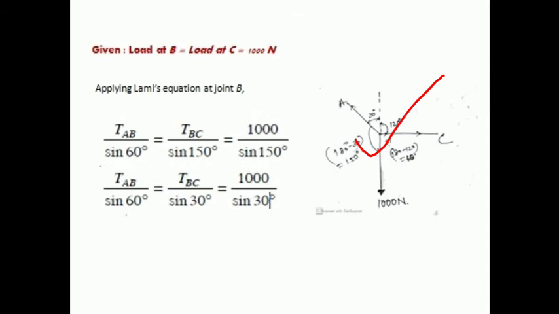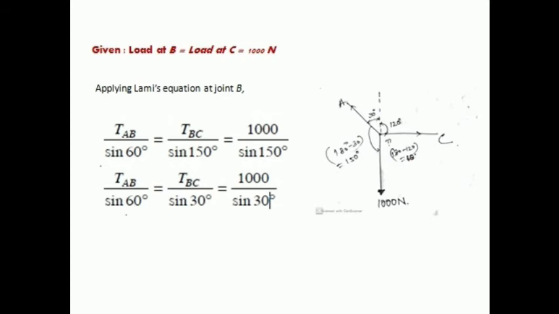the tension TAB by the opposite angle is equal to how much? The opposite force is tension BC, and the angle to the load is 60 degrees, that means sine 60. Then we can write here TBC, which means tension BC, is equal to this force. The angle between the other two forces is equal to 150, so TBC by sine 150, equal to the load of 1000 newtons downward. The angle between the other two forces is 120 plus 30, which means 150.